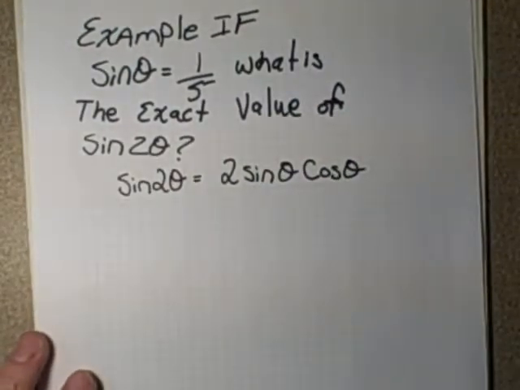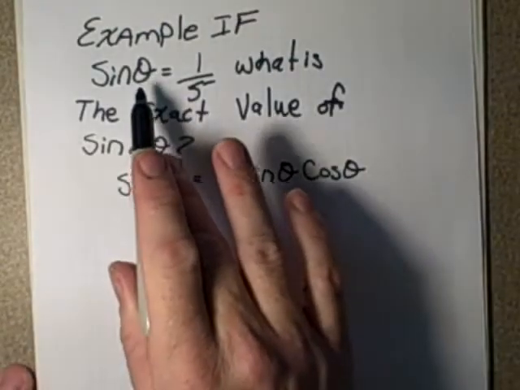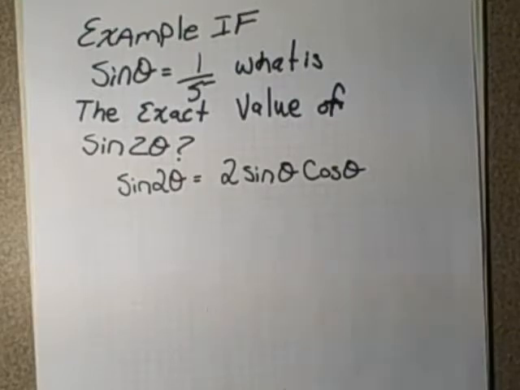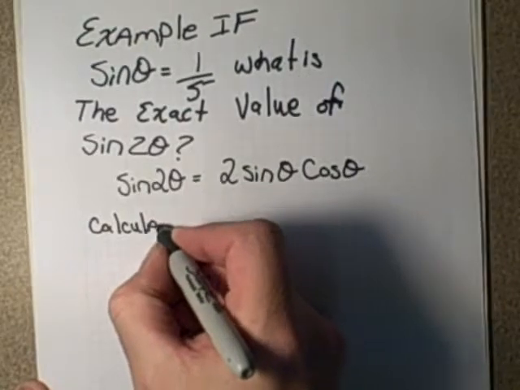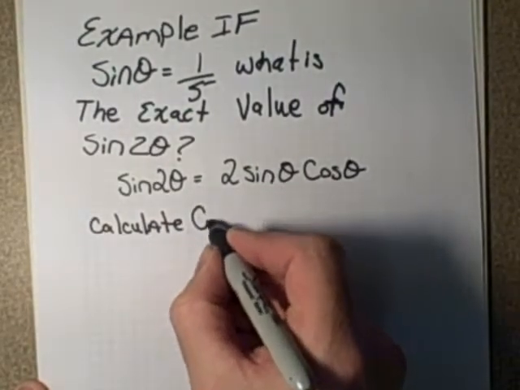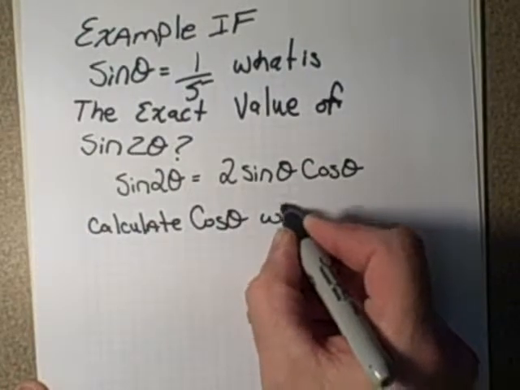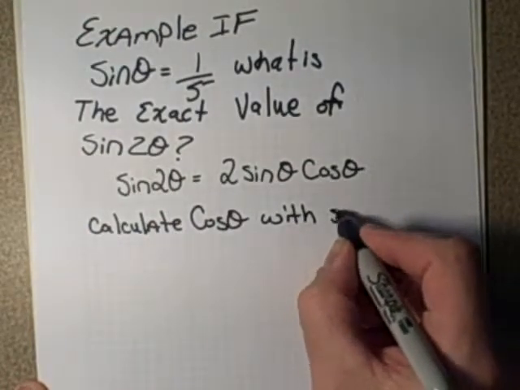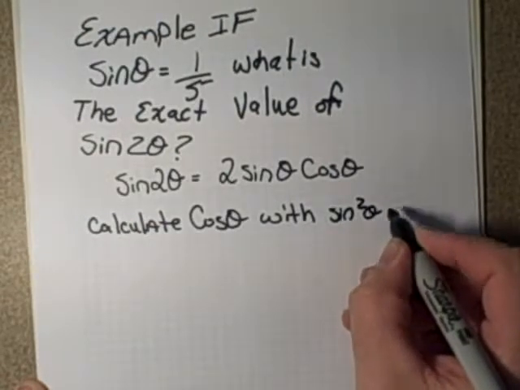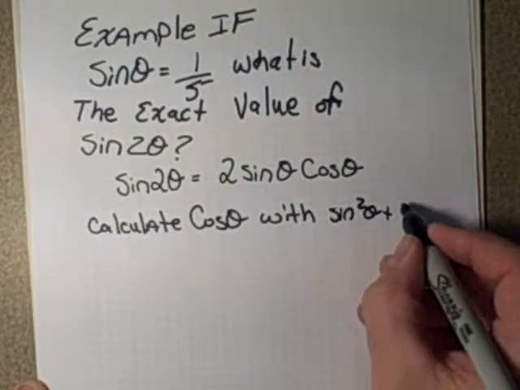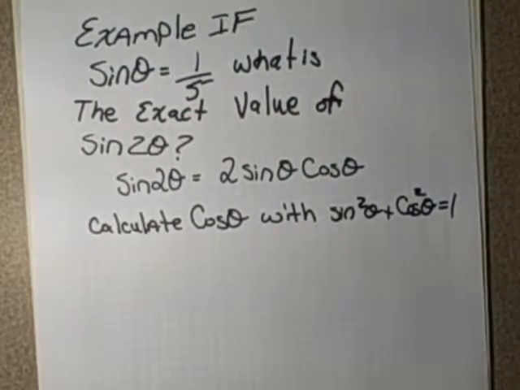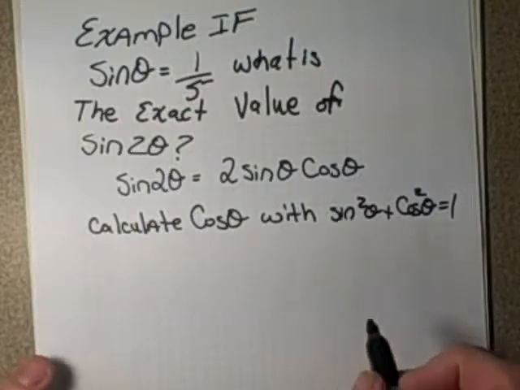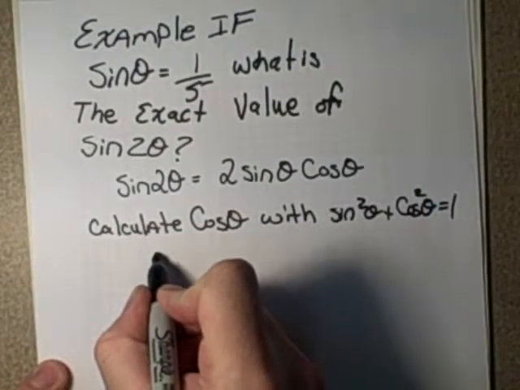We'll notice that we already have the sine given, but we don't have the cos given. So we first have to calculate cos theta with the Pythagorean identity, pardon me, not theorem. Sine squared plus cos squared is equal to 1. Okay, so here we go. Let's find out. We put in our 1/5 squared.